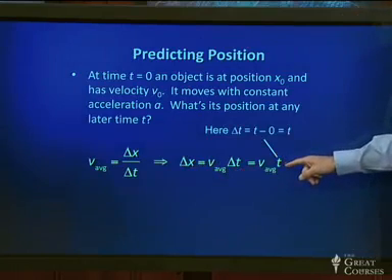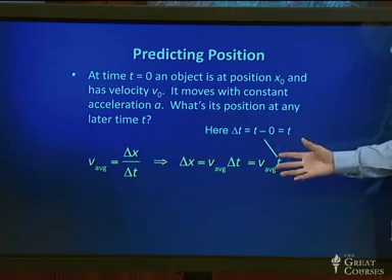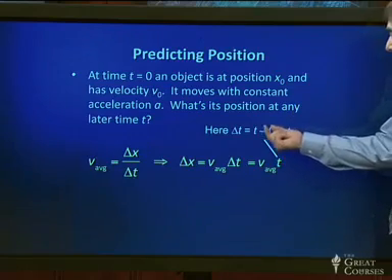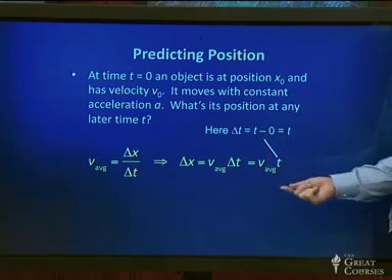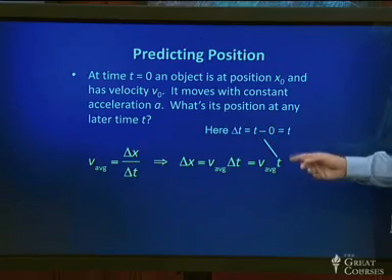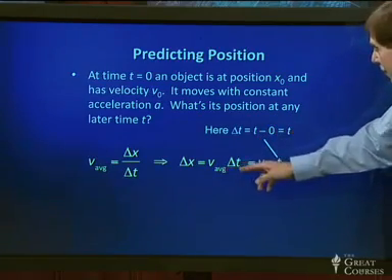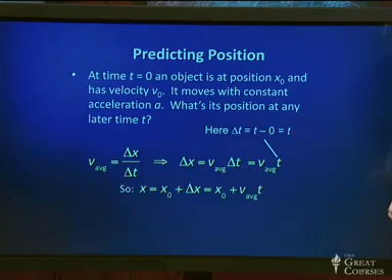Delta t in this case is just t. That's not always true, but it's true in this case because my starting time I called time 0. So delta t is t, the time I end up at, minus my starting time, 0. T minus 0 is just t. So v average delta t becomes just v average times t.